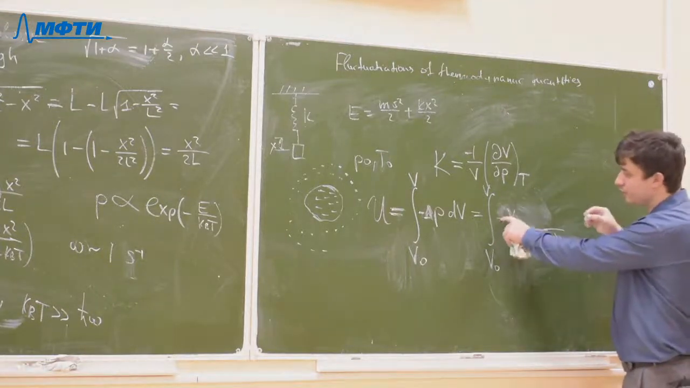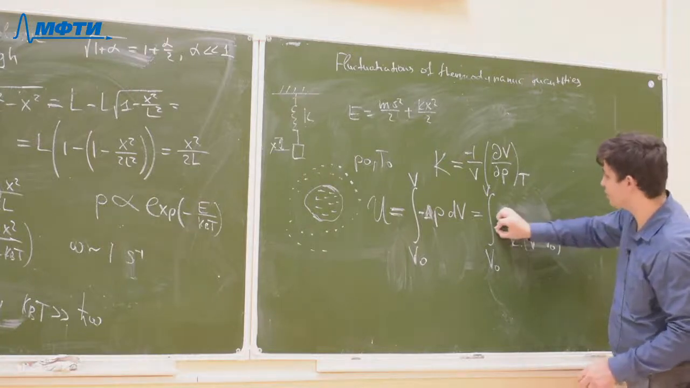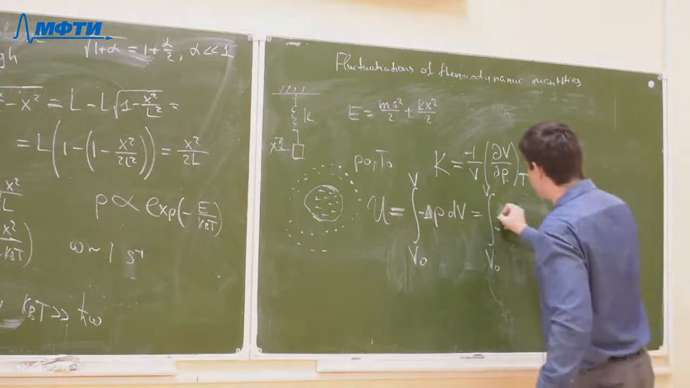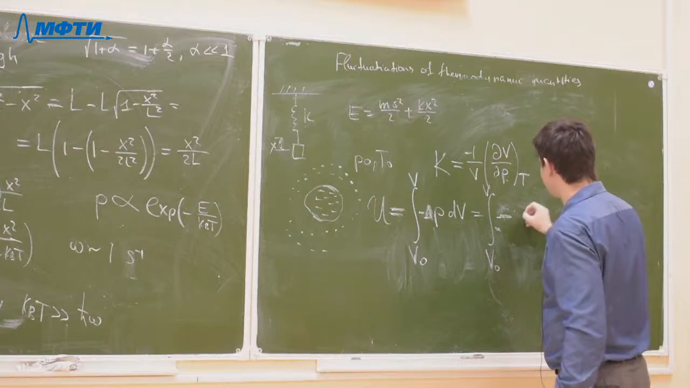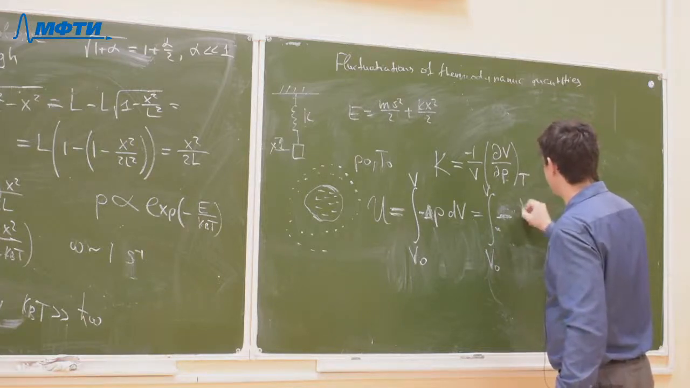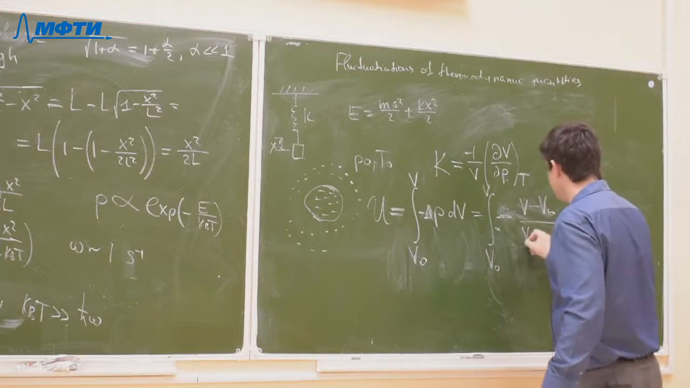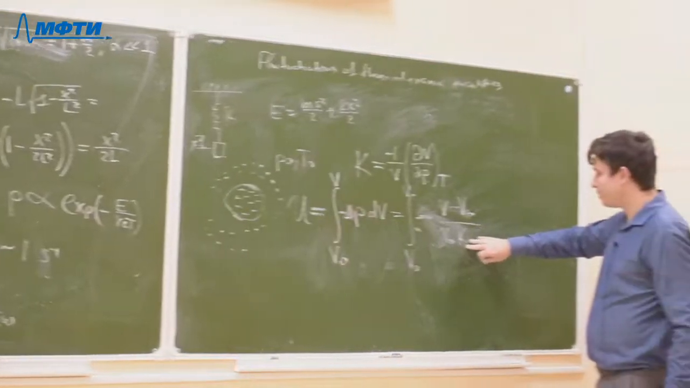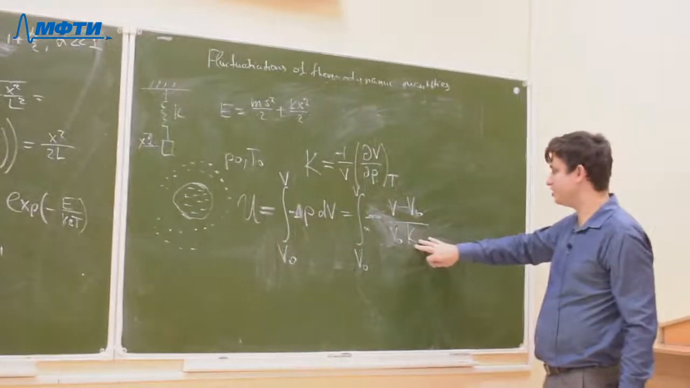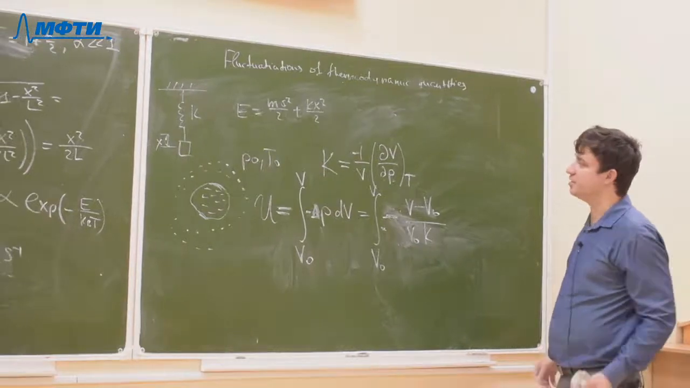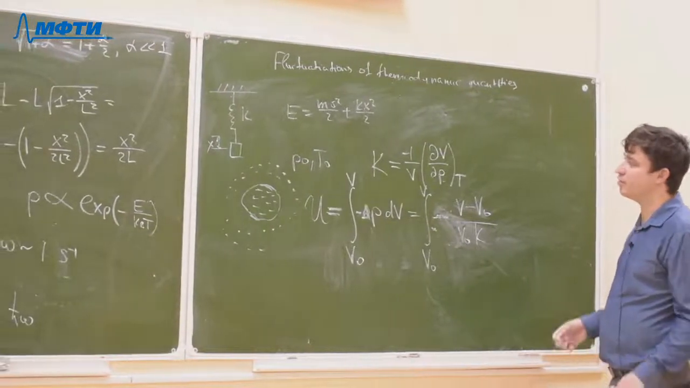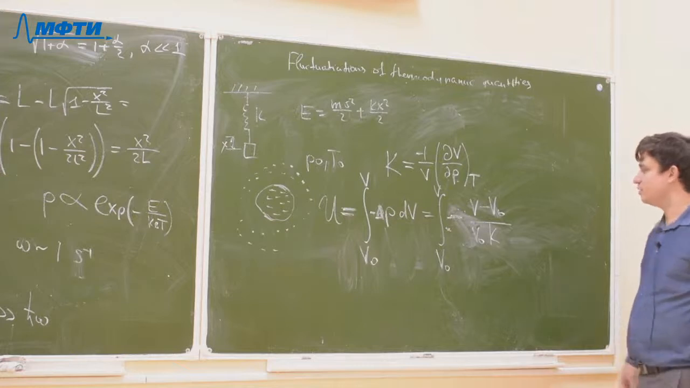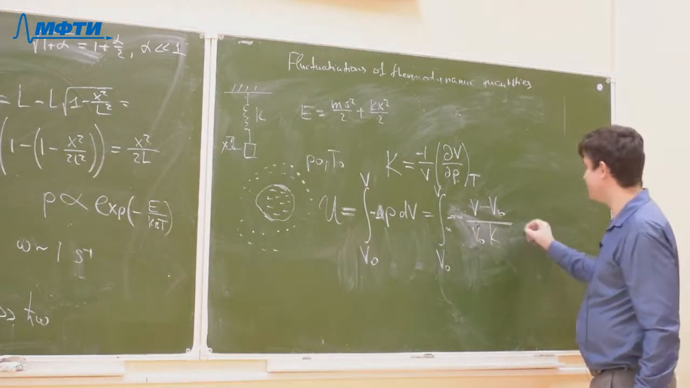Now finally I can write it correctly. I have minus V minus V0 over K. If the compressibility coefficient is larger, then that means that this liquid can be easily compressed, and that means that a lower amount of pressure change would create a larger difference in volume. Okay, so now everything becomes fine, multiplied by dV.